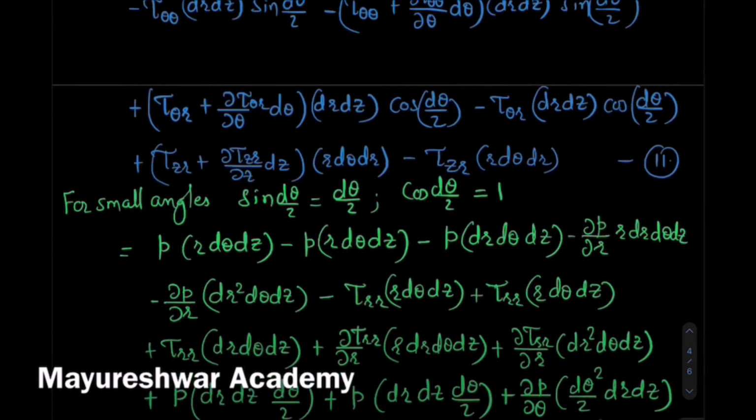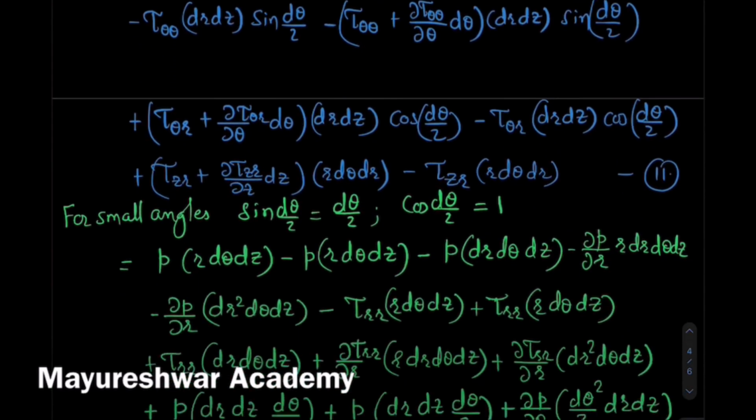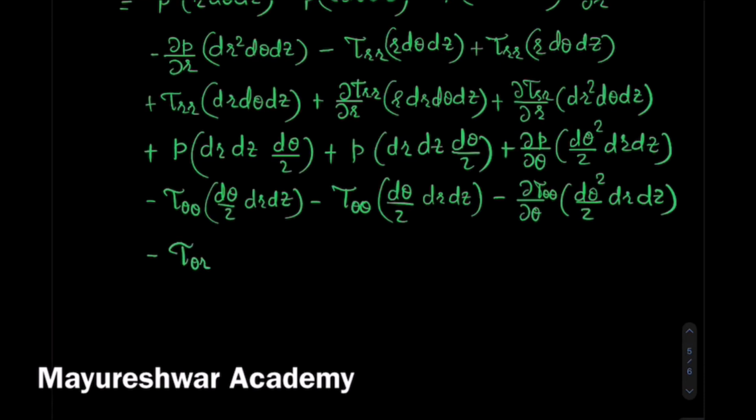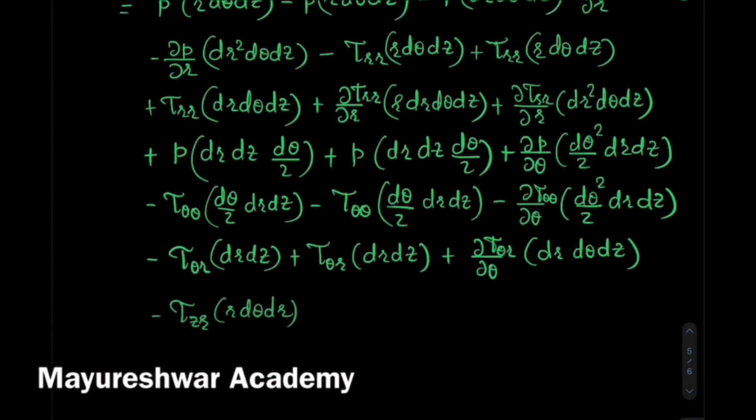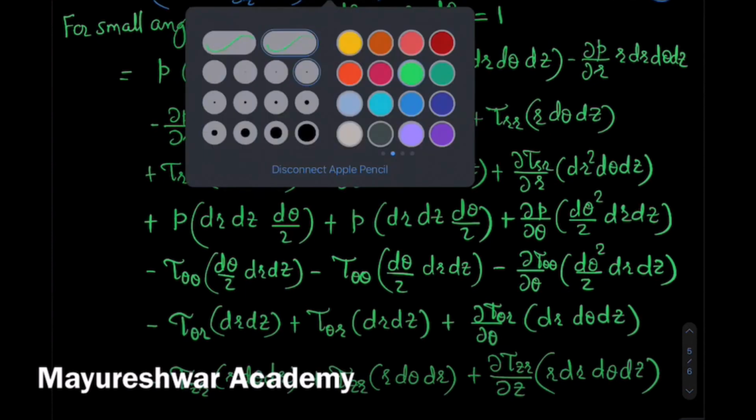So similarly the shear stress component along r direction acting on theta plane will be resolved. So tau theta r into dr dz plus tau theta r into dr dz, plus its rate of change along theta direction multiplied by dr d theta and dz, minus tau zr, which is on the bottom face, multiplied by r d theta dr, plus on the top face we have two components, tau zr into r d theta dr and its rate of change along z direction, multiplied by r dr d theta dz.